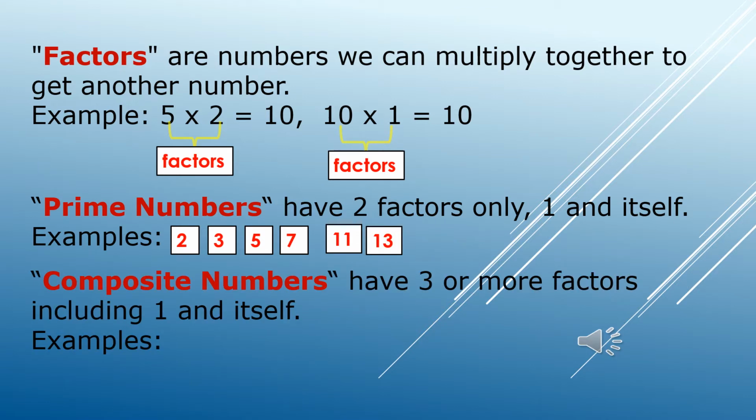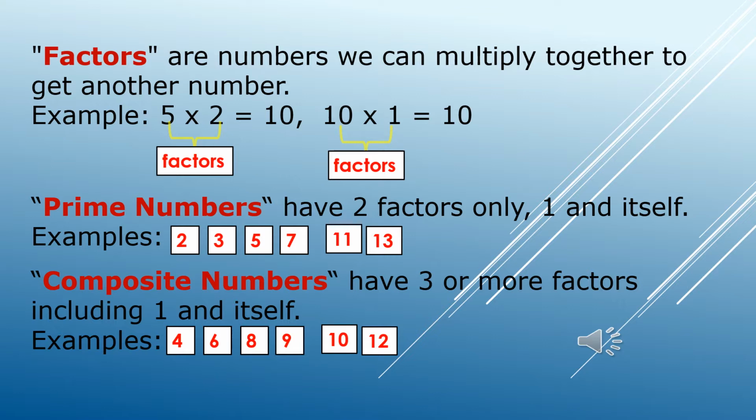What about composite numbers? They have 3 or more factors including 1 and itself. Examples, the smallest composite number is 4. What are the factors of 4? 4, 1, and 2. So there are 3 factors. Okay? What are the other examples of composite numbers? We have 6, 8, 9, 10, 12, and many more.